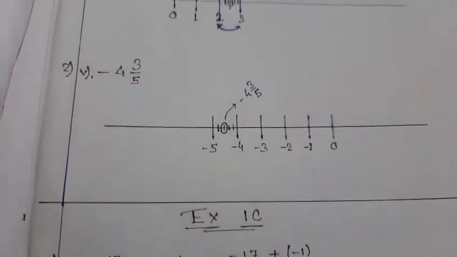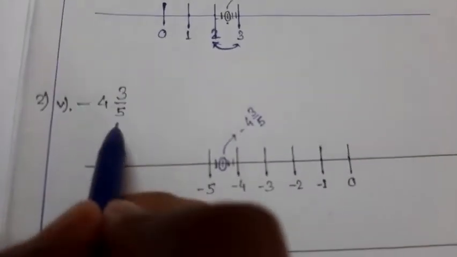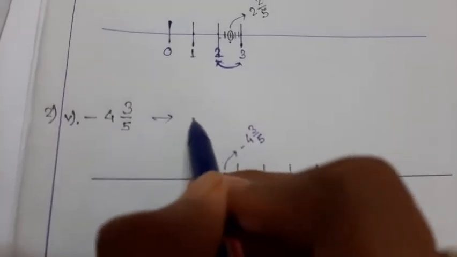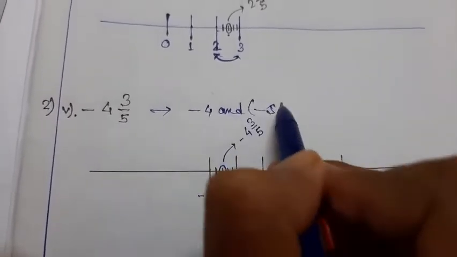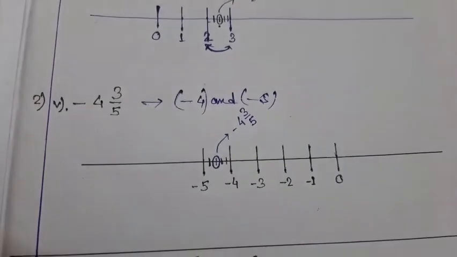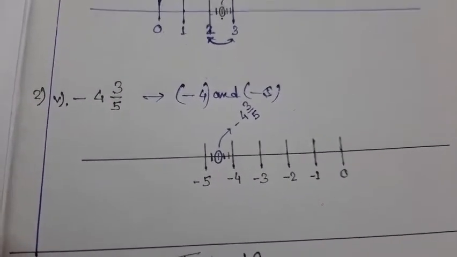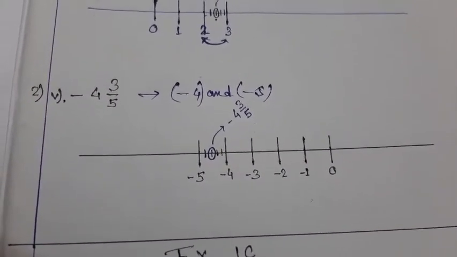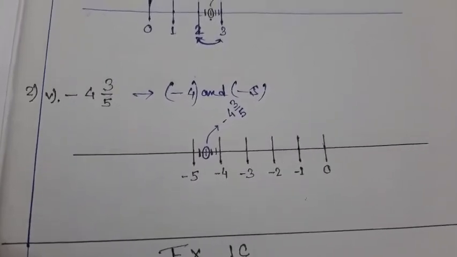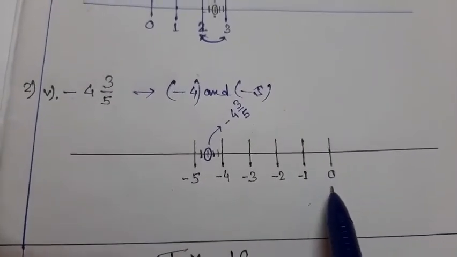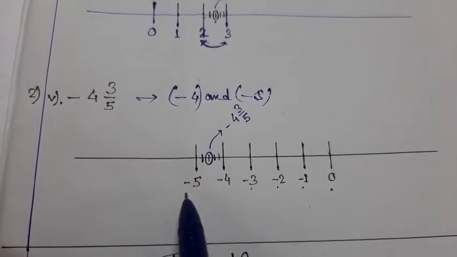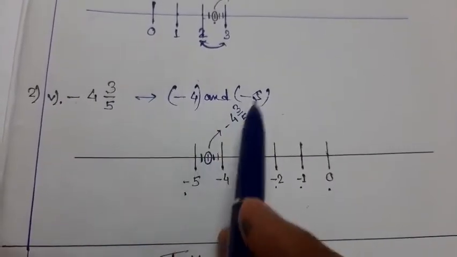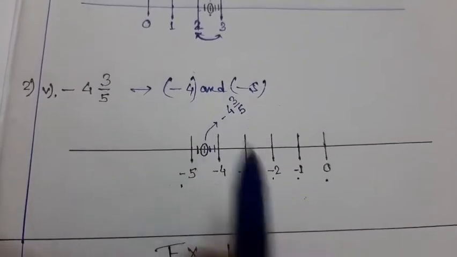Now come to a negative number, that is minus 4, 3 by 5. And this one is between minus 4 and minus 5. So we need to draw the negative side or left side of the number line. We don't need the right side. So we put 0 in this place and minus 1, minus 2, minus 3, minus 4, minus 5, because we have to draw between minus 4 and minus 5.